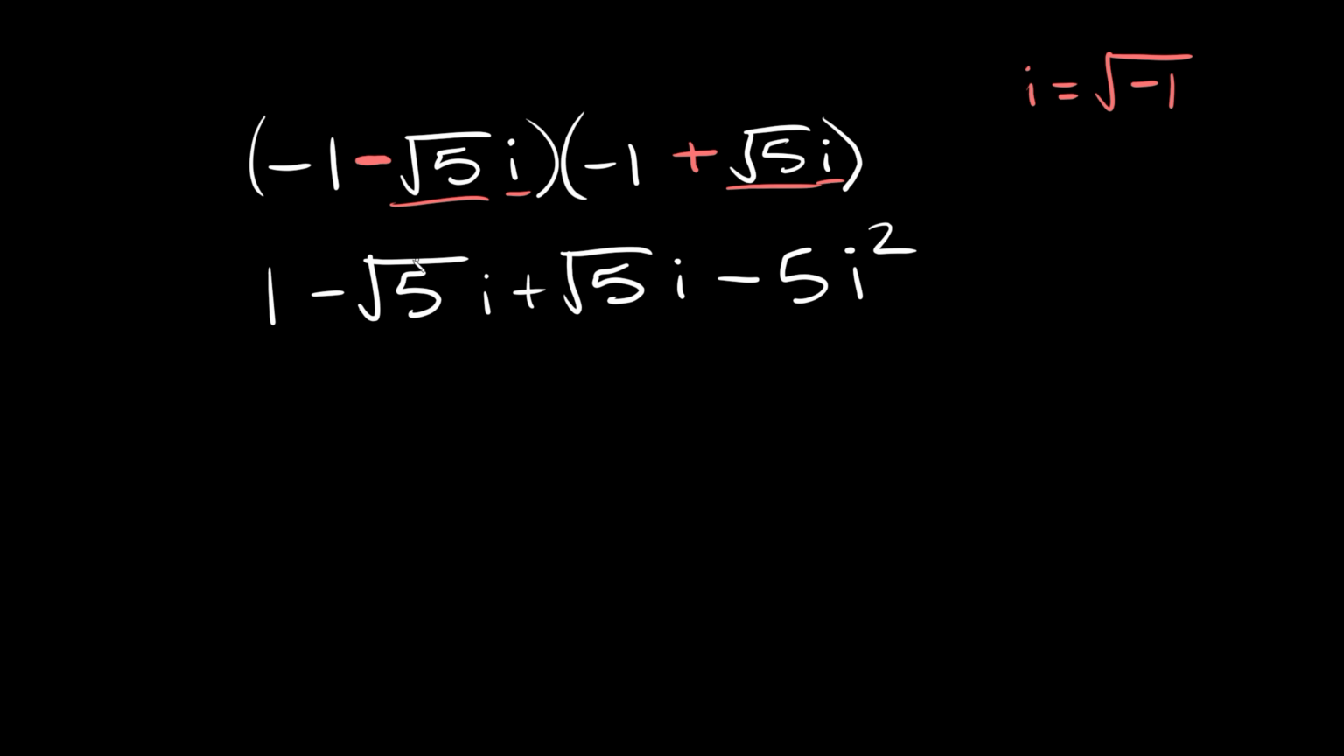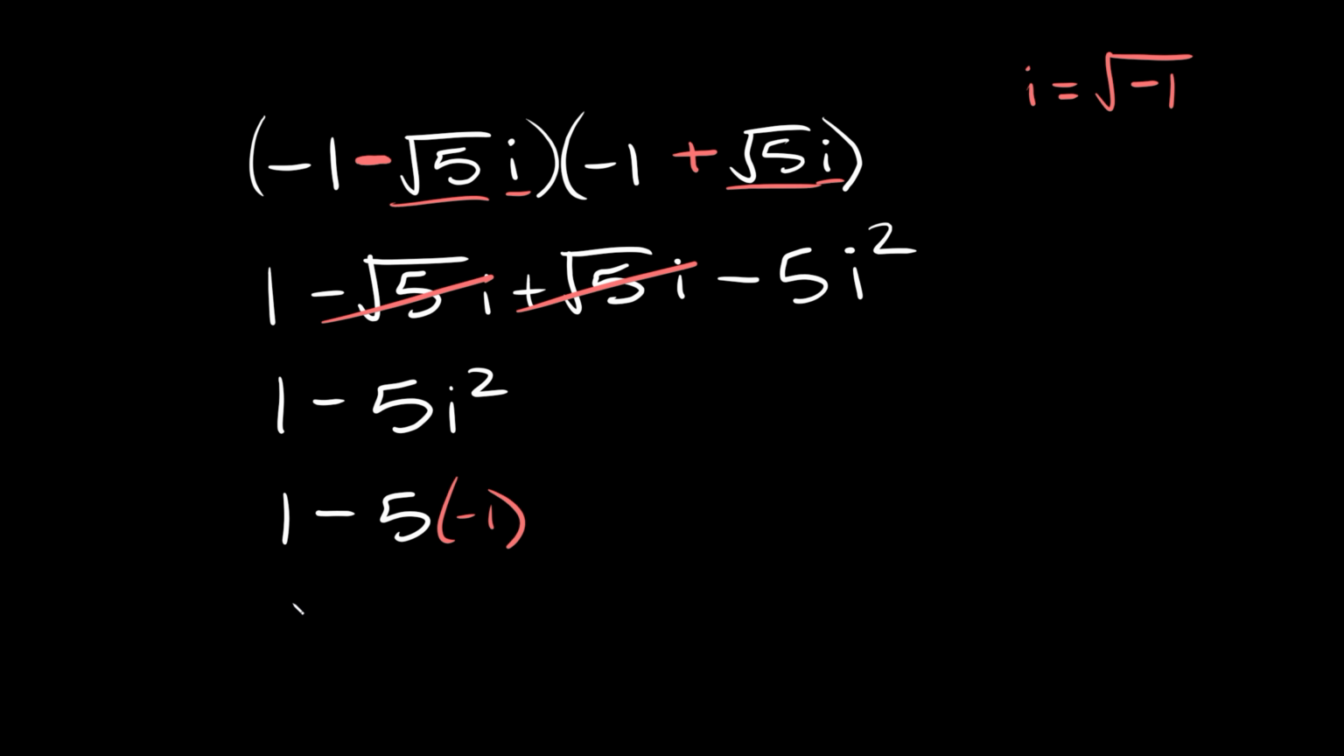So now let's combine like terms. Again, normally the two terms in the middle you'll be able to cancel out. So we have negative root 5i and positive root 5i. Those cancel out, and we're left with just 1 minus 5i squared. Okay, so here we're going to get 1 minus 5 times i squared. So i squared again is just equal to -1. So here this is equal to 1, let's see, -5 times -1 is +5.